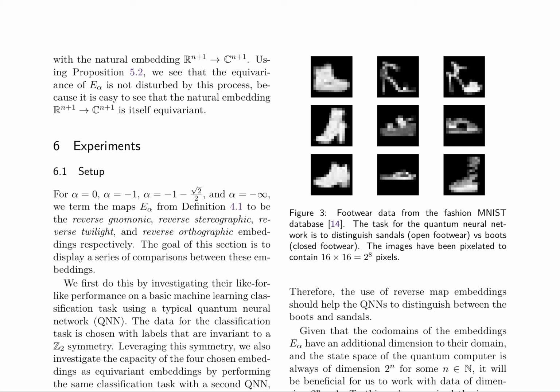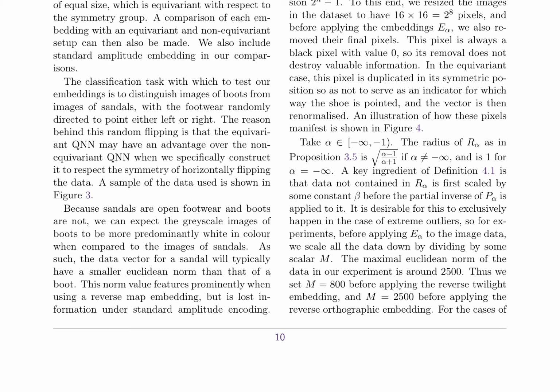The authors proceed to describe the experimental setup, where they investigate the performance of 4 different embeddings: reverse mnemonic, reverse stereographic, reverse twilight, and reverse orthographic, on a basic machine learning classification task using a quantum neural network, QNN. The data used consists of images of boots and sandals, with labels invariant to a Z2 symmetry. The authors leverage this symmetry to compare the performance of the embeddings in equivariant and non-equivariant setups. They also include standard amplitude embedding in their comparisons.